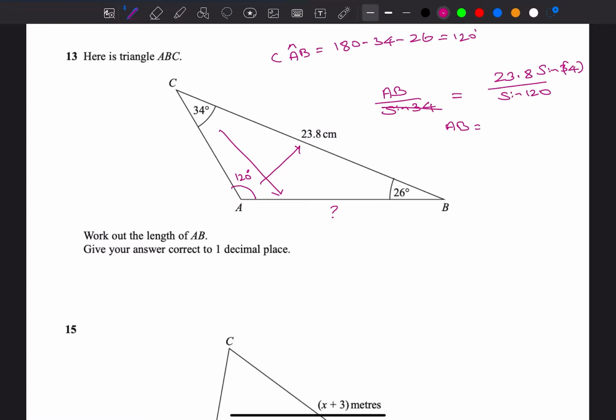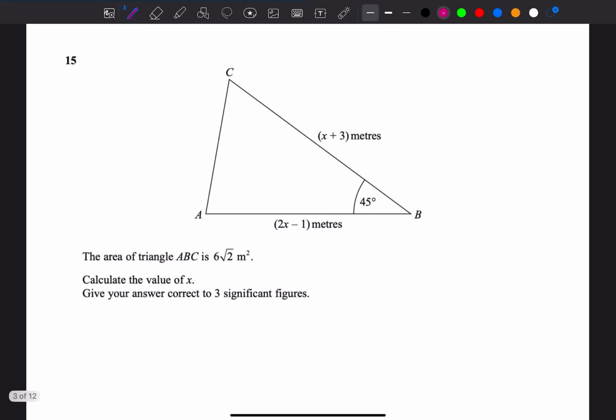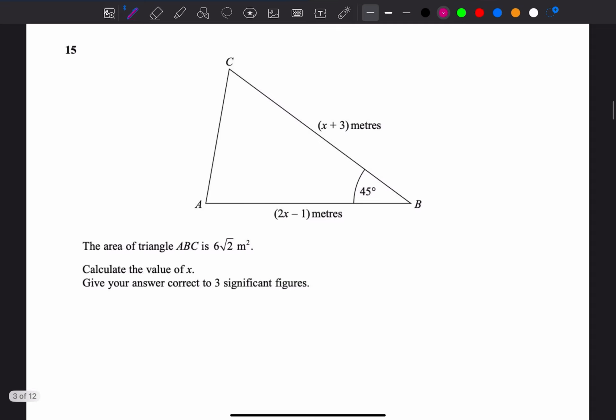Which makes it 15.4 centimeters. Next one. The area of this triangle is given to be that. Work out the value of x. Okay. So what's the formula for area of a triangle? Area of a triangle is half AB sine C.